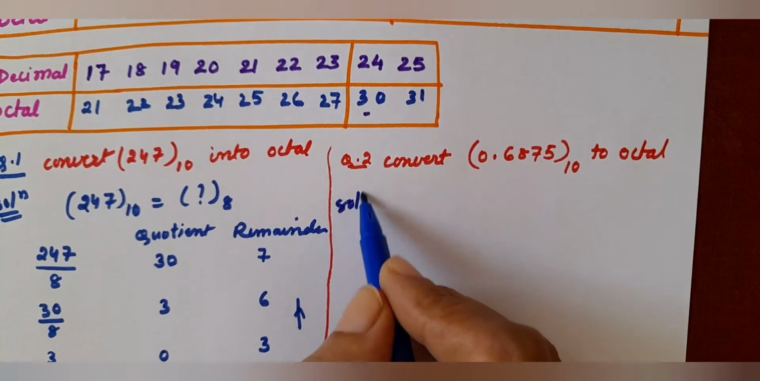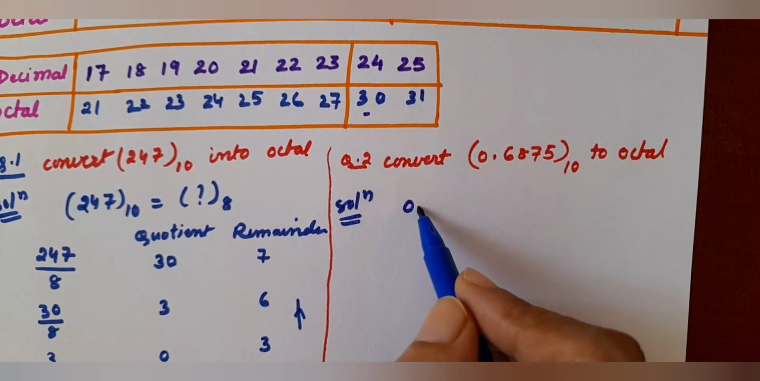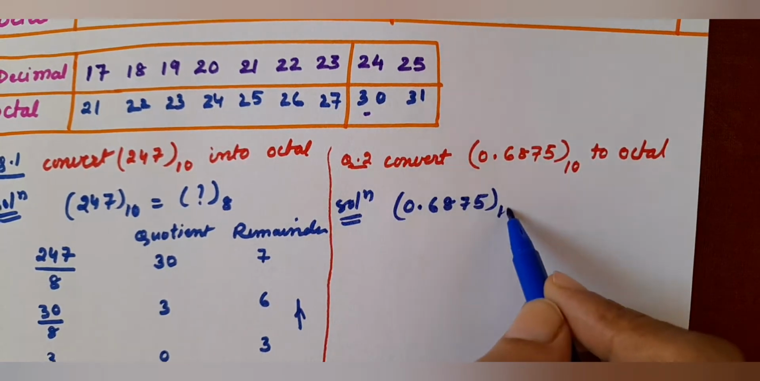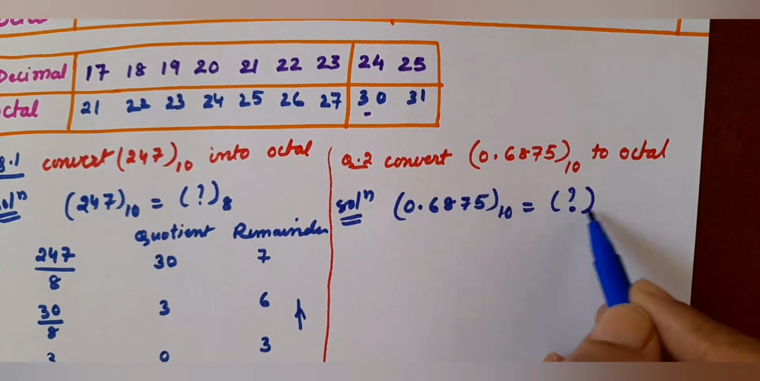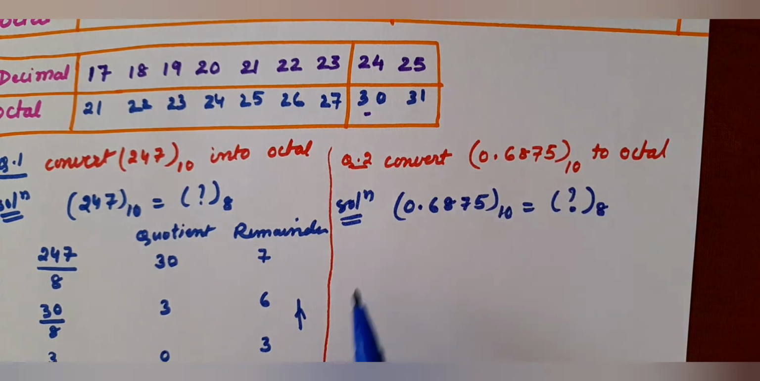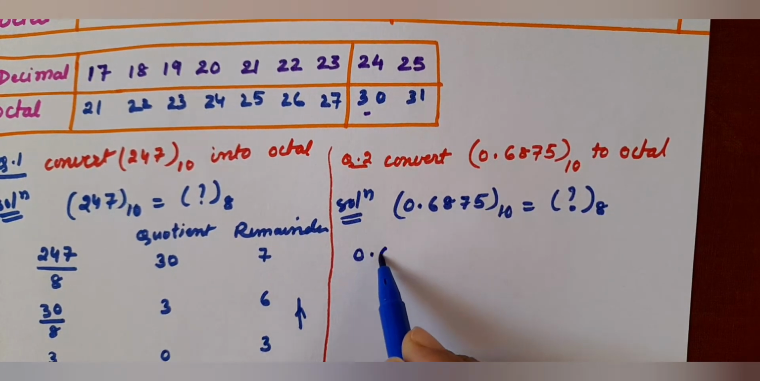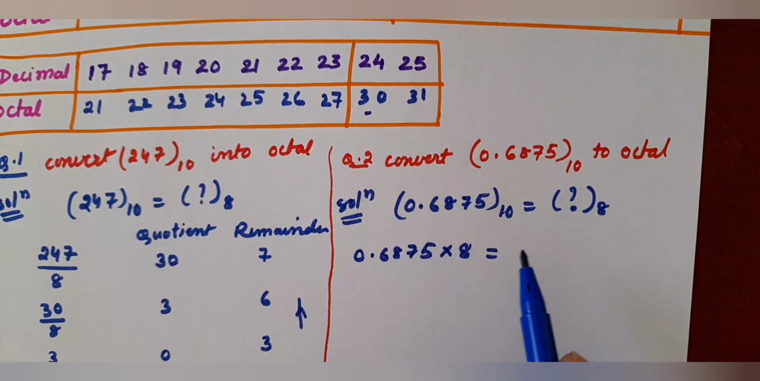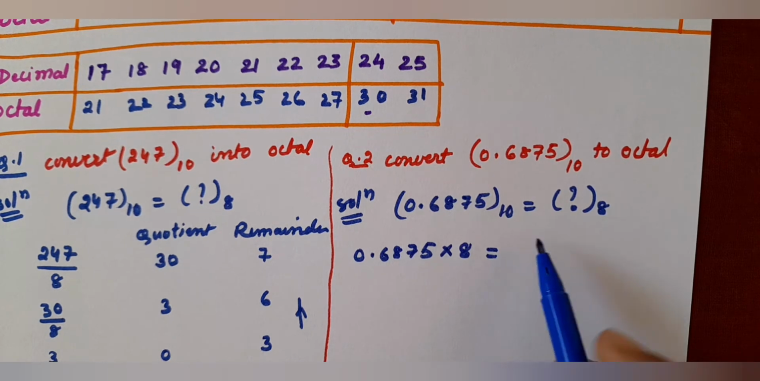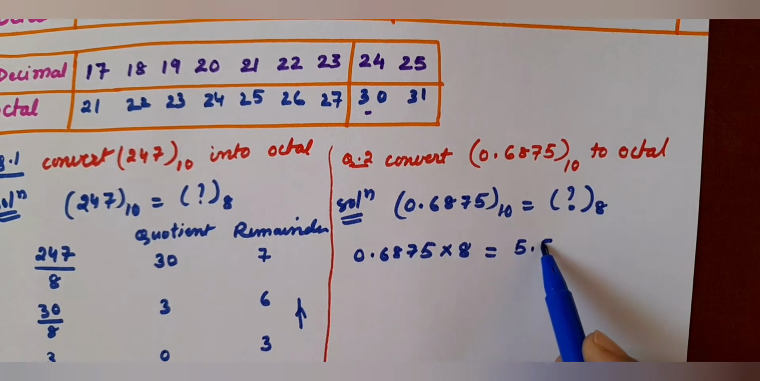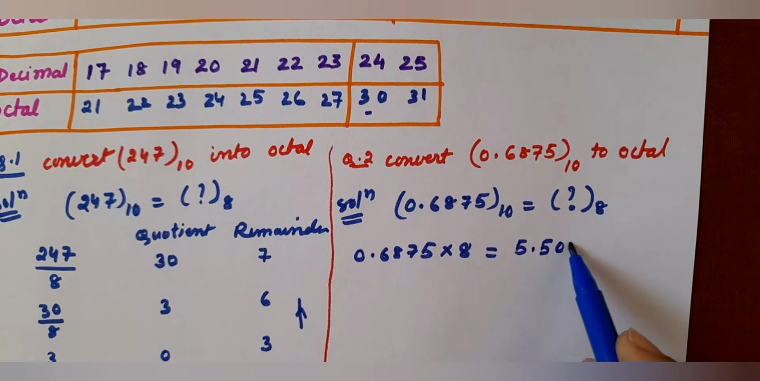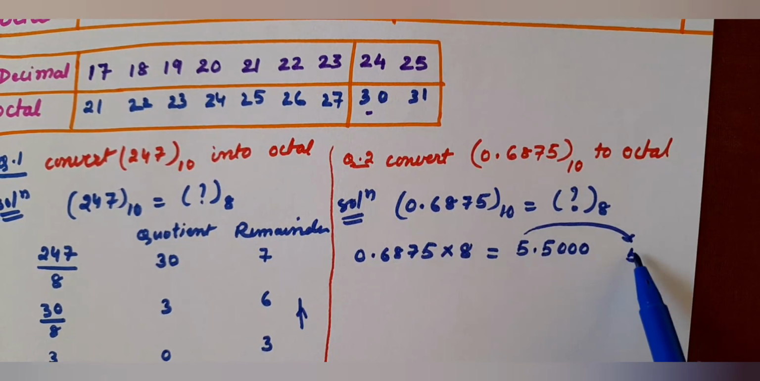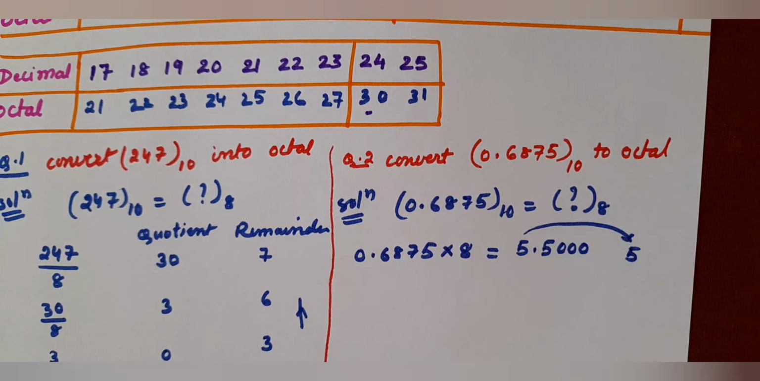So the solution starts. What is the given question? It is asking you to convert 0.6875, a decimal number, to its equivalent octal number. So multiply it by 8. 0.6875 into 8. How much will it come? It will come as 5.5000. So take this 5, the MSB, to the other side.